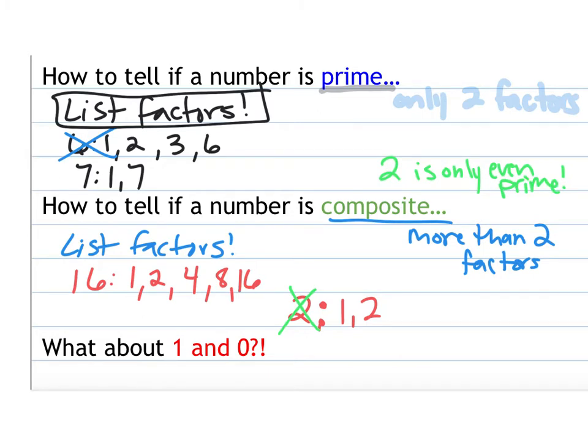Now, what about 1 and 0, Miss Kroska? What about those? Well, these don't follow those rules. So 1 is only 1 times 1. That's the same digit. And then 0, any number times 0 is just 0, so it doesn't have any alternate factor other than 0. So those numbers, if they ever come up, you would consider neither prime nor composite.